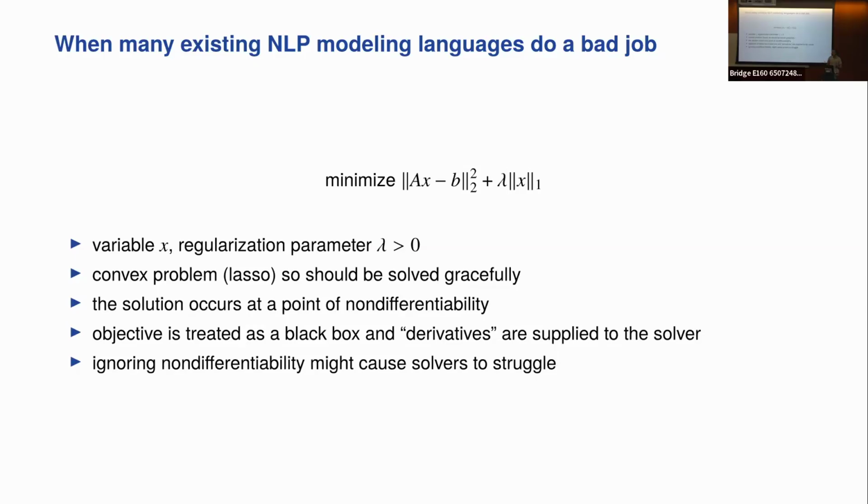But what the existing modeling languages do is that they ignore non-differentiability. They say, okay, we have an objective function. It's differentiable everywhere in the space, except for some points. What the mathematicians say is that it's almost everywhere differentiable. And then they just pretend that, yeah, it's fine. We can just pretend that it's differentiable everywhere.